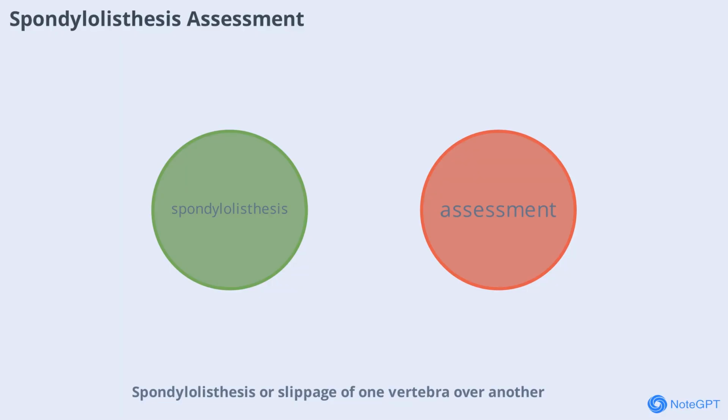Spondylolisthesis, or slippage of one vertebra over another, was identified by MRI findings of facet joint effusion greater than 1.5. This method helps distinguish degenerative spondylolisthesis from other causes and ensures accurate classification in the study.